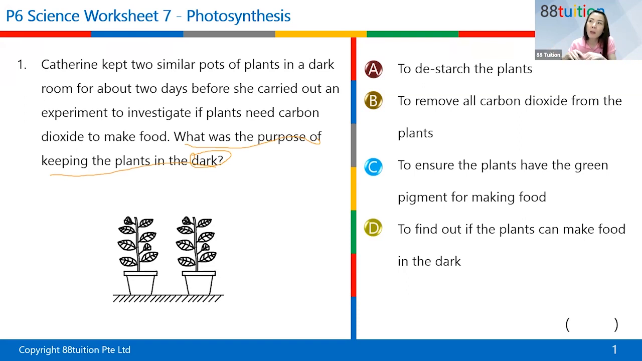So Catherine kept two similar pots in the dark room. Why did she want to do that?